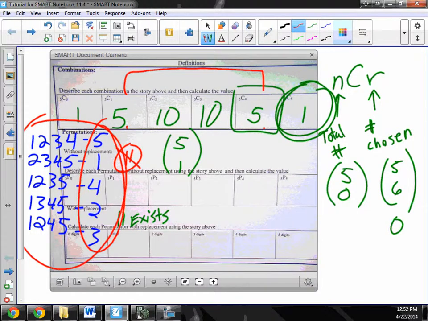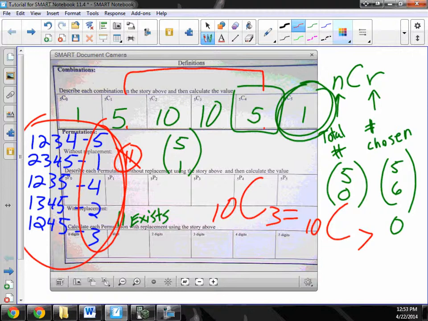So 10 choose 3 is equal to 10 choose 7. Right, because if two R values add up to an N value, then the total number of options is going to be the same. Because putting 3 books in the backpack is the same as leaving 7 books out. So combinations always build that way.